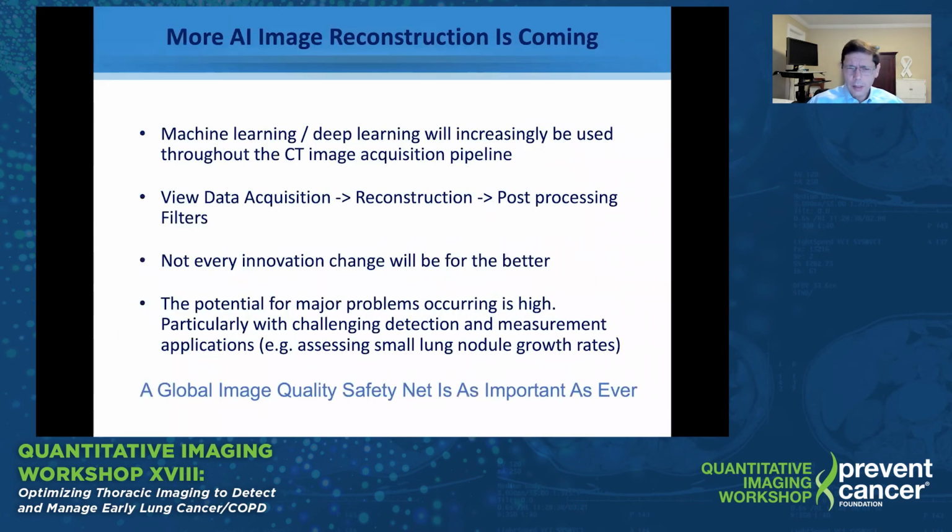And then more imaging reconstruction on CT scanners is more and more using AI. And that's going to create a lot of potential differences in how reconstruction basically modifies those images. Not every innovation, though, is going to be for the better, just as we saw with those 16-slice scanners back 10 years ago. So we need a global image quality safety net, as we have now, to make sure that the quality of these images, as these new innovations come in, stays high.